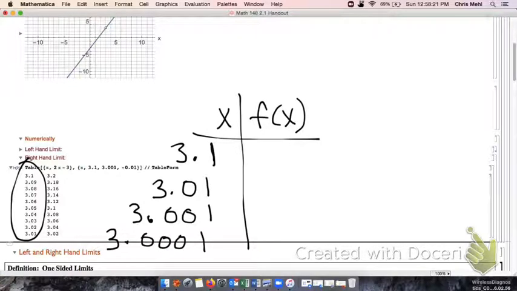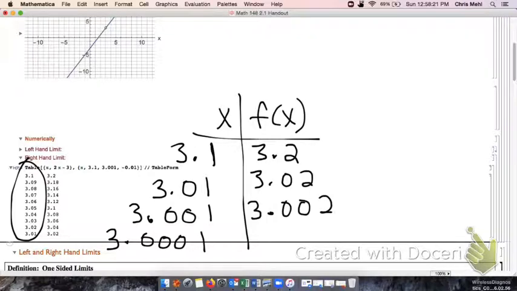So now notice what are those x values doing? They are getting close to 3, but they are decreasing. So I'm approaching from the right-hand side. The function values are 3.2, 3.02. If you plug in 3.001, you're going to notice you get 3.002, and when you plug in 3.0001, you're going to notice that f of x is 3.0002. Okay, so again, you'll notice that as x approaches 3, this time from the right, the f of x values are also getting closer to positive 3 each time.